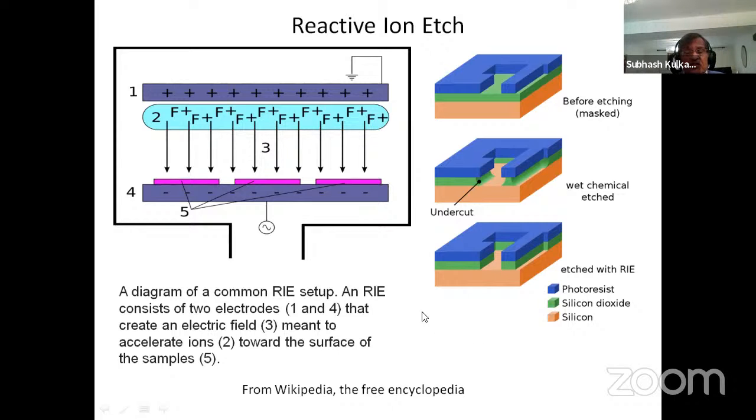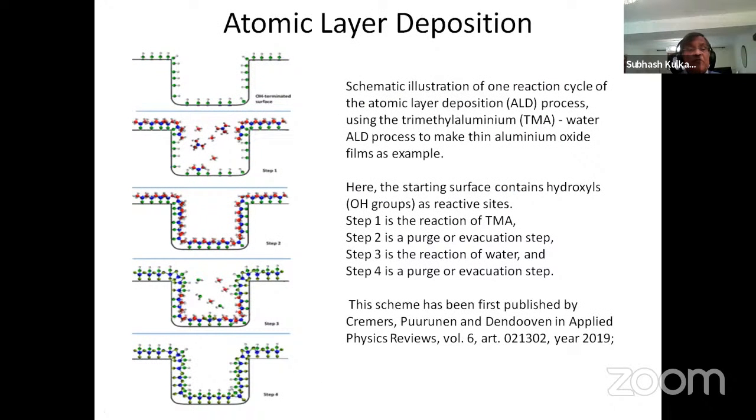This is key. This is repeated at every mask level. There are about 40, 50 masks that are used in the entire process. And different chemistries are used for different materials that are being etched, obviously. So this is the basis of it. Next, we will talk about film deposition.